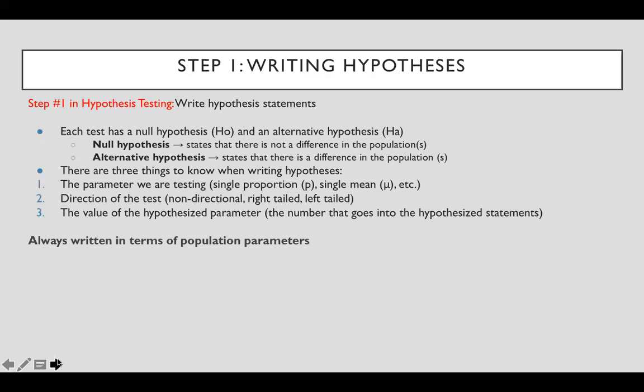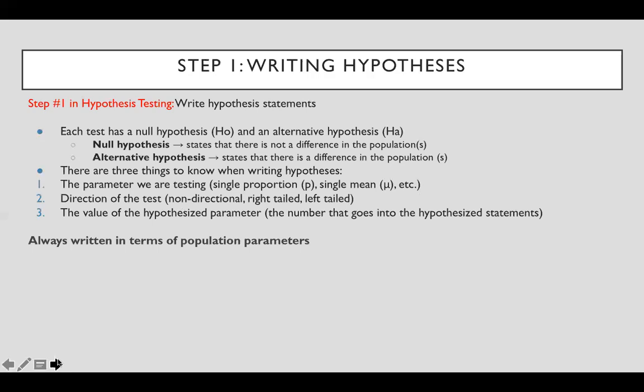There are 3 things we need to know before we start writing our hypotheses. We first need to know the parameter we're testing. If we're testing a single proportion, a single mean, difference in means, or difference in proportions, we need to know which one we're testing. Second, we need to know the direction of our test. This will go into our alternative hypothesis, whether we're doing non-directional, right-tailed, or left-tailed. Third, we need to know the value of the hypothesized parameter. This is the number that goes into our hypothesized statements, for example, the null hypothesis is equal to 100.